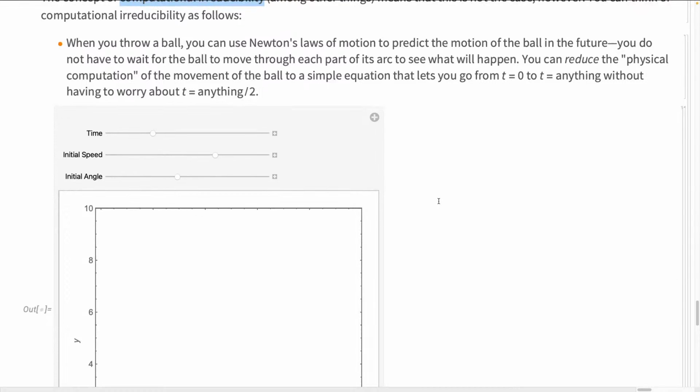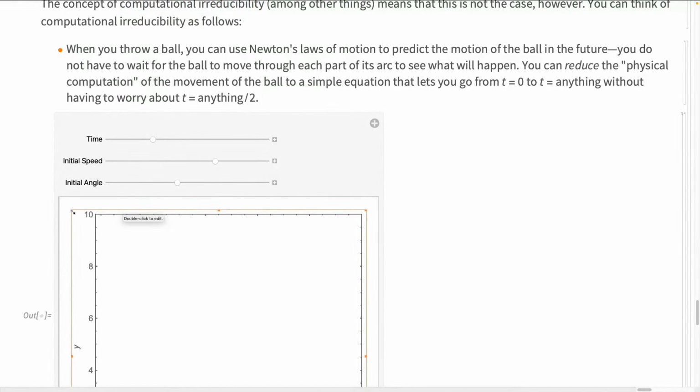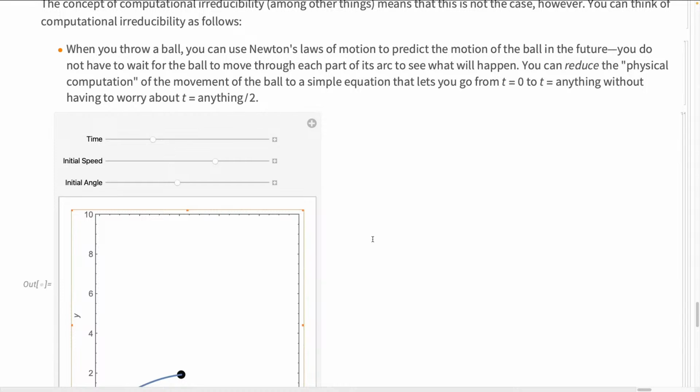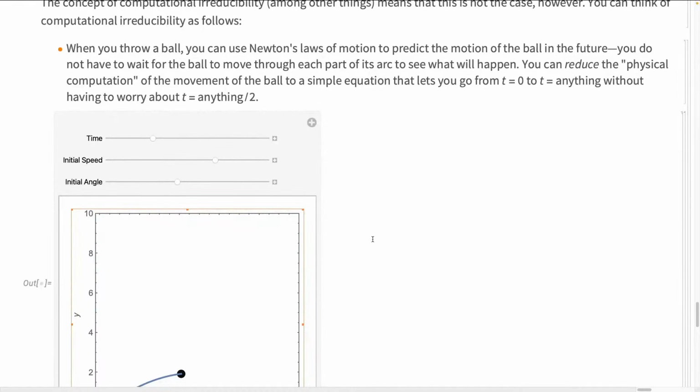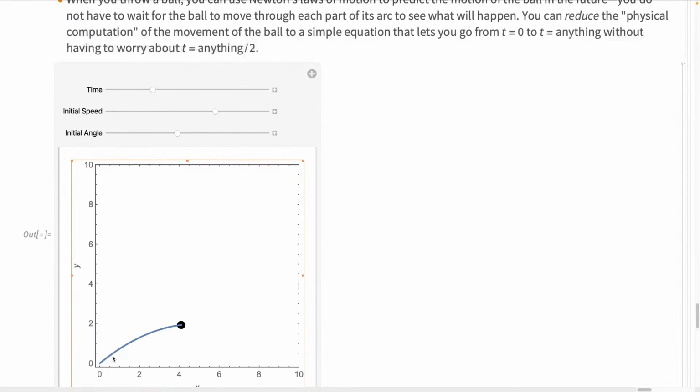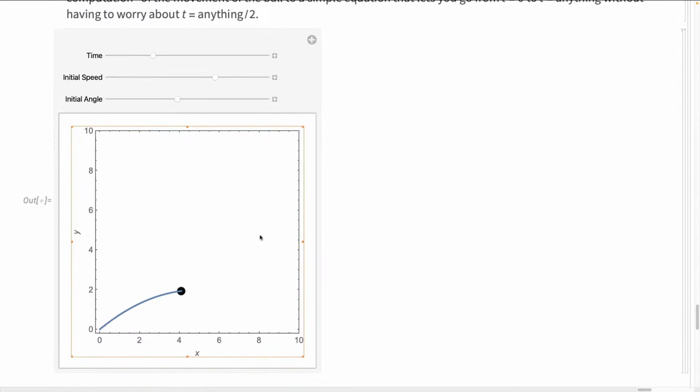When you throw a ball, you've got a baseball, or whatever kind of ball, you throw it. You can use Newton's laws of motion to predict the motion of the ball in the future. You don't have to wait for the ball to move through its arc and see what will happen. You don't have to look at the ball moving through space step by step. You can just say, well, given the initial angle and the initial velocity, I can figure out exactly where the ball is going to land.